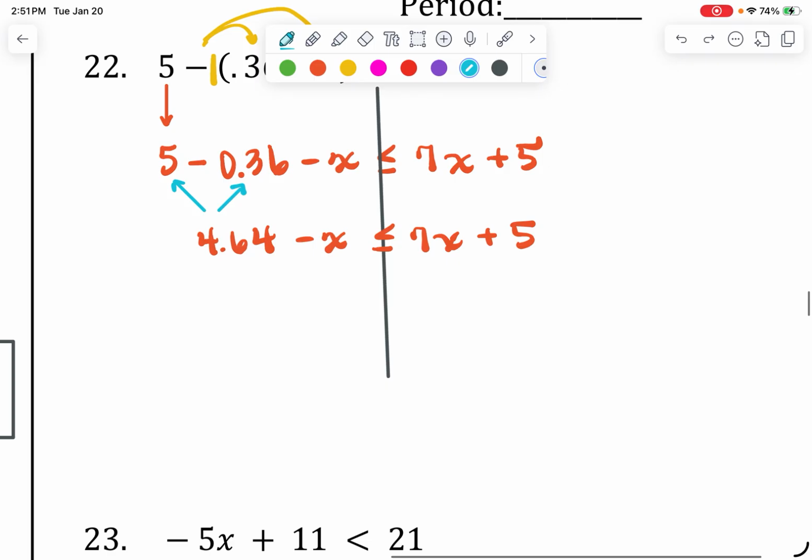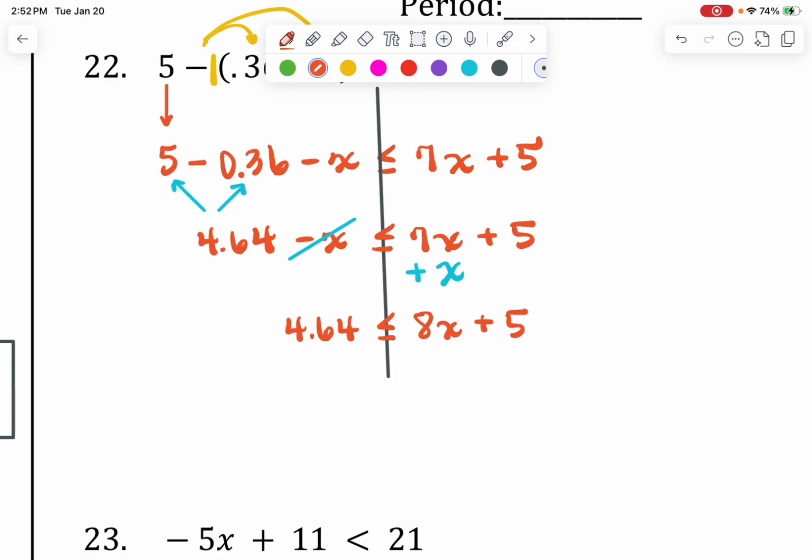I'm going to go ahead and add the x's to this side. So this minus x, he's a subtractor, so he's going to become an adder when I move him to this side. So here we go, 4.64 less than or equal, I have 8 x's now because I just added 1x to 7 x's.